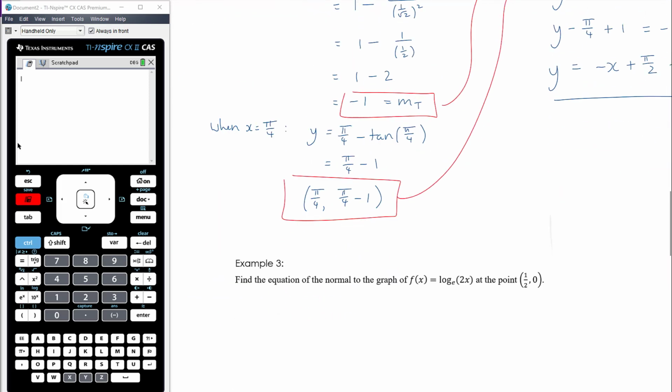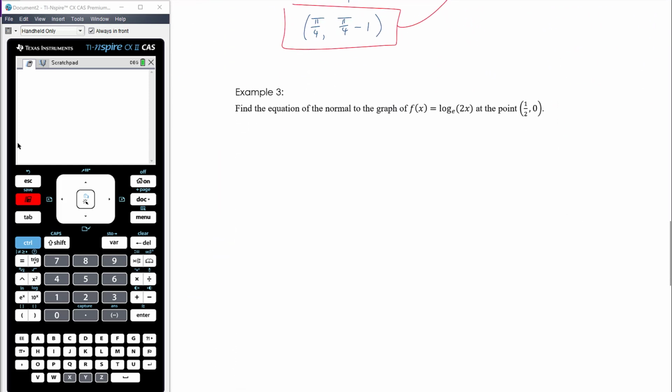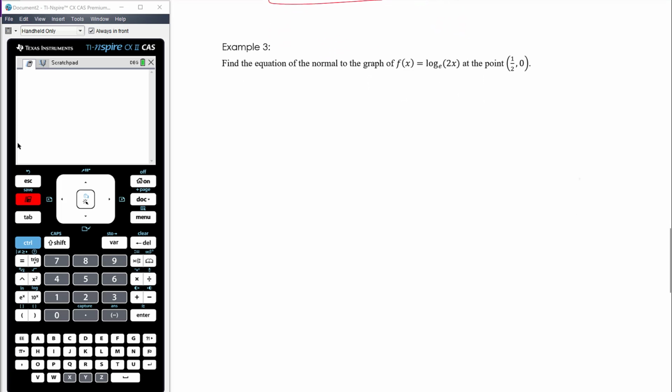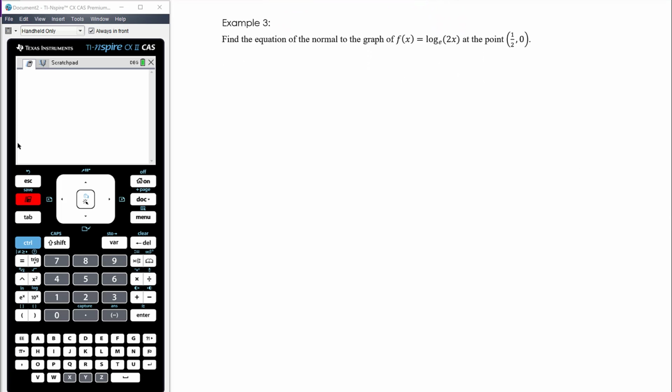Okay, example 3. Find the equation of the normal to the graph of f of x equals log e of 2x at the point 1/2, 0. Okay, so equation for normal this time, so we're going to need to find the gradient of the tangent first and then take the negative reciprocal to have the gradient of the normal, and then we've got the point, which is an x-intercept. So, noticing those things, if that was a y-intercept, the process of finding the equation of the tangent would be very simple. So thinking carefully about that kind of thing.